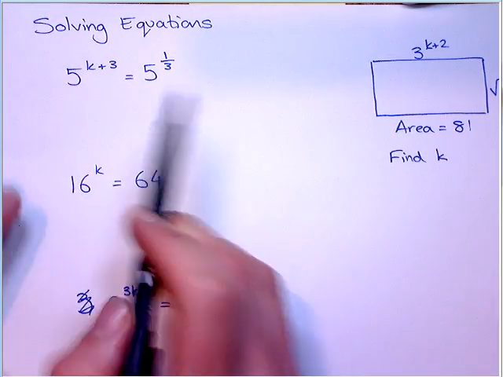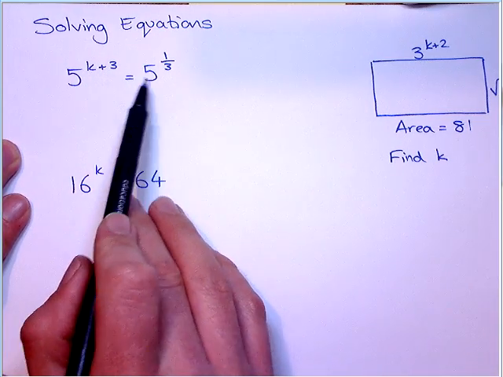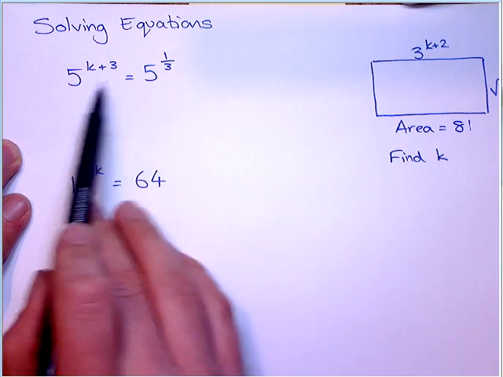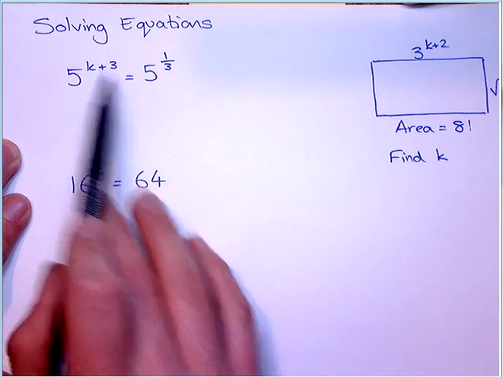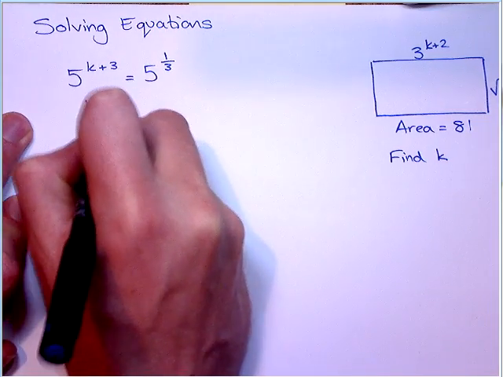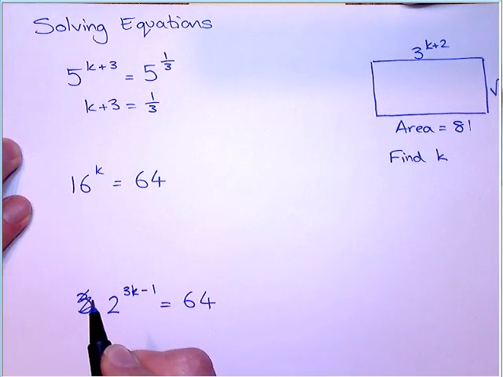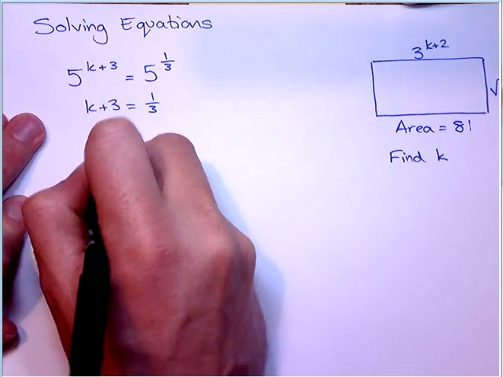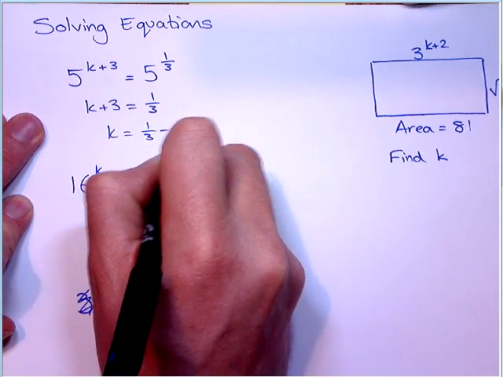So you can see here that 5 to the power of k plus 3 is equal to 5 to the power of a third, and because they have the same base value, we can say the powers are equal to each other because we're told that they are. So we can write this complicated thing as simple as this. So k plus 3 is equal to a third. So to find k on its own, it would be a third take away 3.